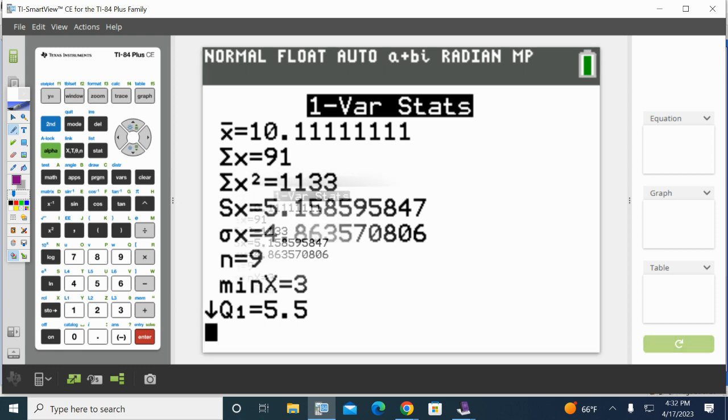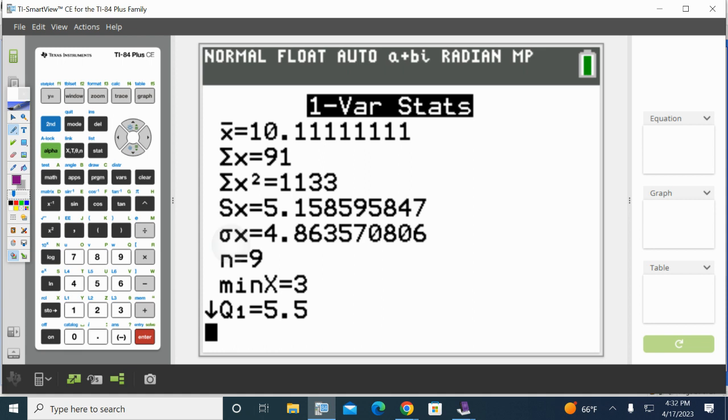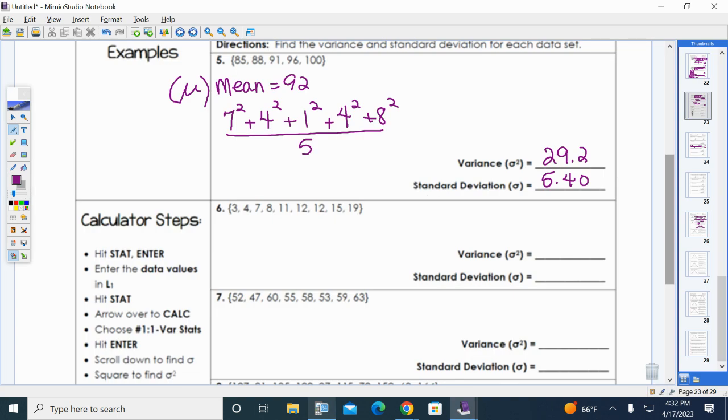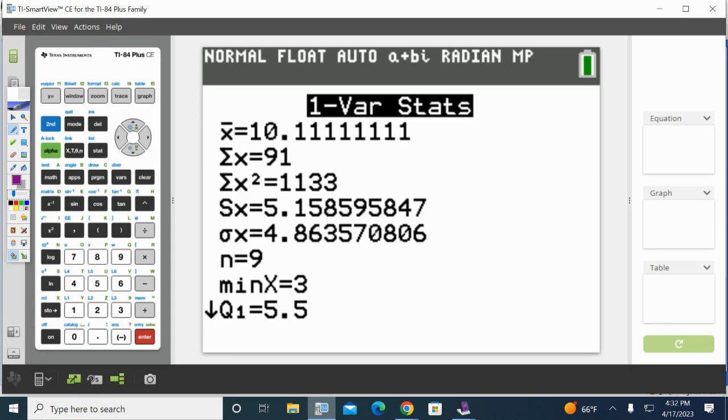Now be very careful that you recognize this for what it is. This 4.86 is the standard deviation. Now, the definition of standard deviation is it's the square root of the variance. So if I've got the standard deviation and I want to get the variance, I just have to take that and square it. So I'm going to actually use a couple of extra decimal places. 4.8636.